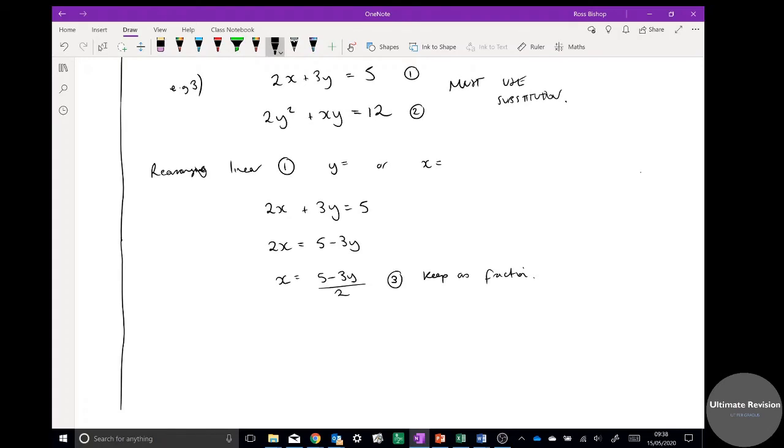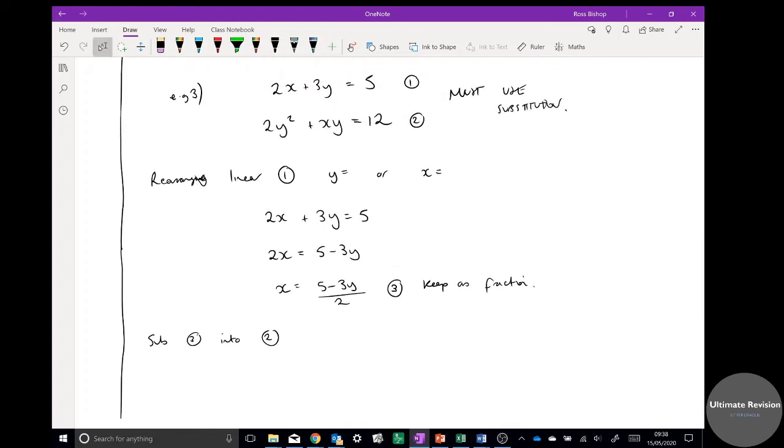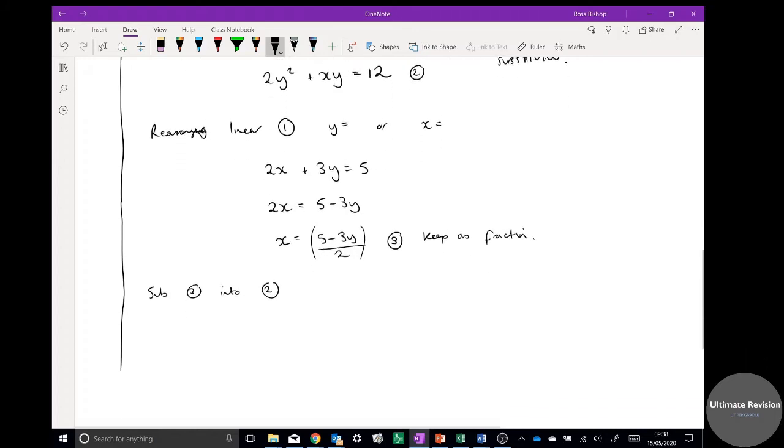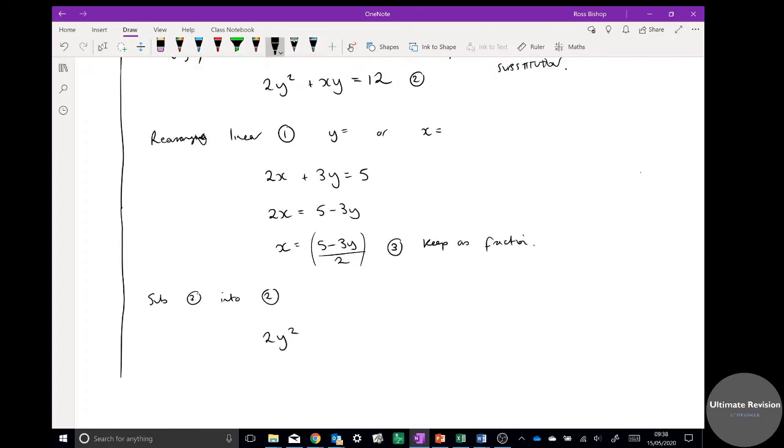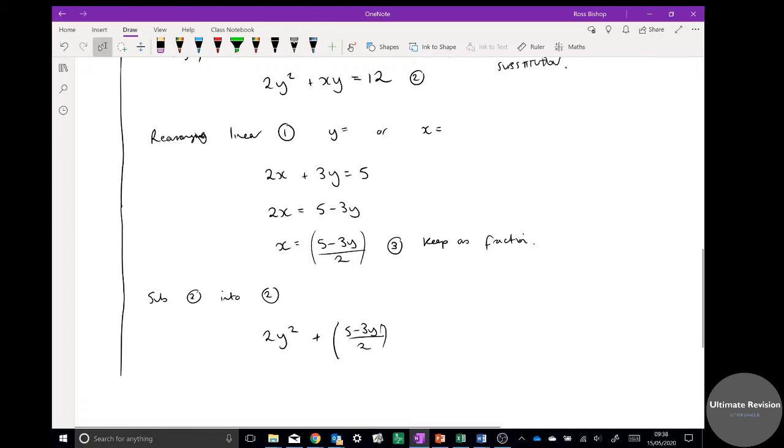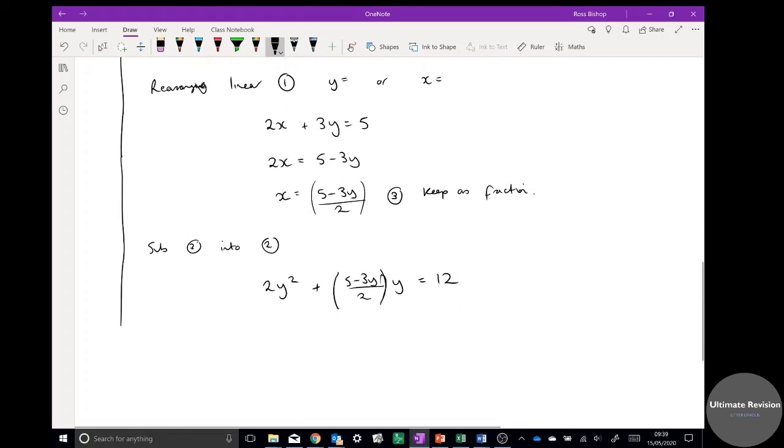And I'm going to substitute 3 into 2. So wherever I see an x, I'm going to put (5 minus 3y) over 2 in its place. And that's the reason why I didn't want y equals, because I would have had to replace the first term and it would have been harder to solve. So 2y squared plus (5 minus 3y) over 2 times y equals 12, okay? And I go ahead and solve this.